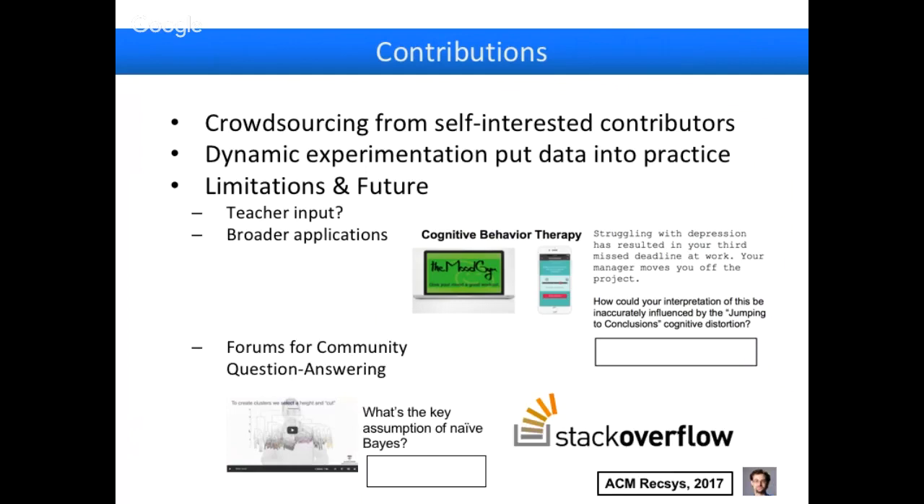Another context is forums for community question answering, where if someone is watching a video and you ask them a question like, what's the key assumption on IEBs? They might write an answer. But then you could actually take this and put it on a community question answering forum or discussion forum, so that when someone else asks this question, you can crowdsource answers to it, and then test which ones are helpful.